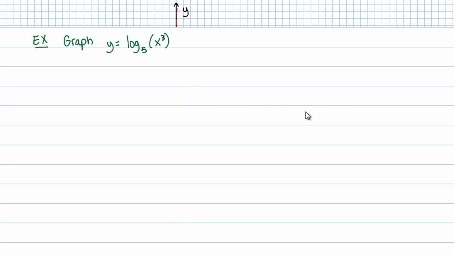For the final example for graphing using transformations, let's take a look at y equals log base 5 of x cubed. Again, I want to get it in terms of its base function, in other words, log base 5 of x. The x cubed is what's screwing me up, but I have a property of logarithms where I can take that exponent and pull it out front. So I'll go ahead and do that. This is the same thing as graphing y equals 3 times log base 5 of x.